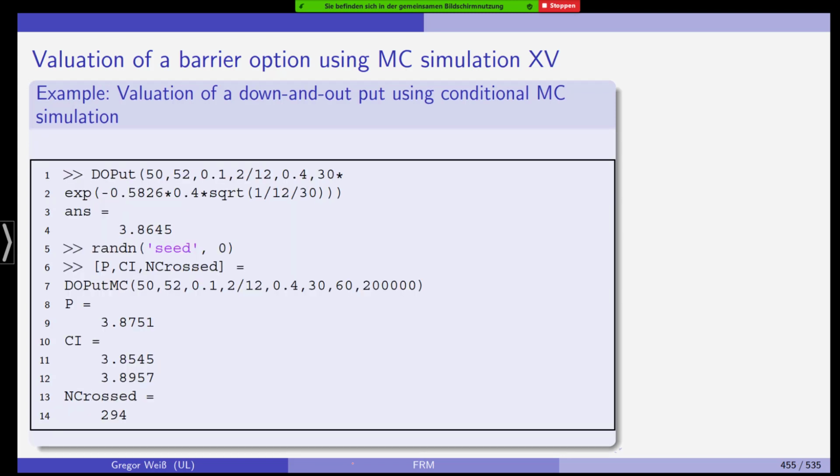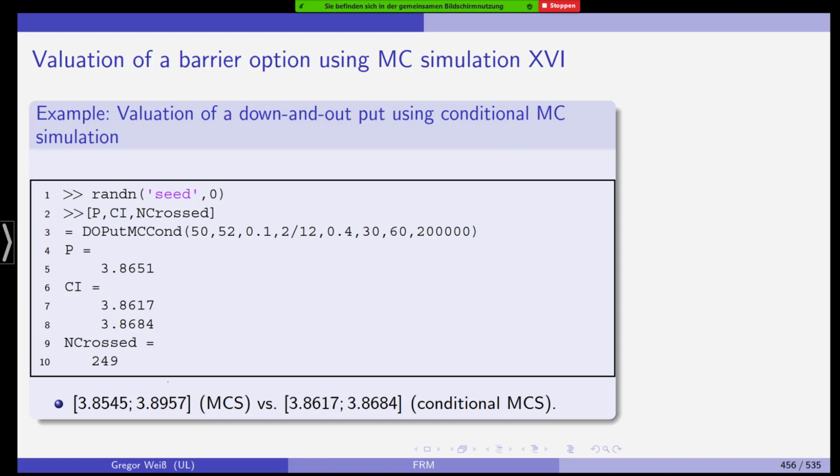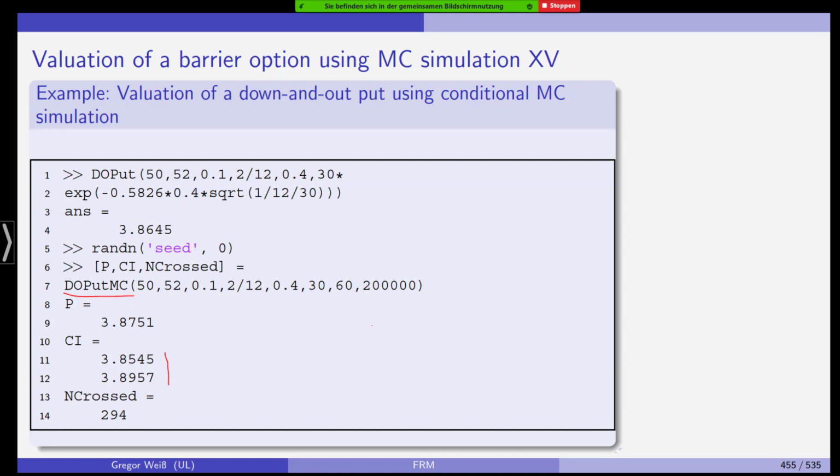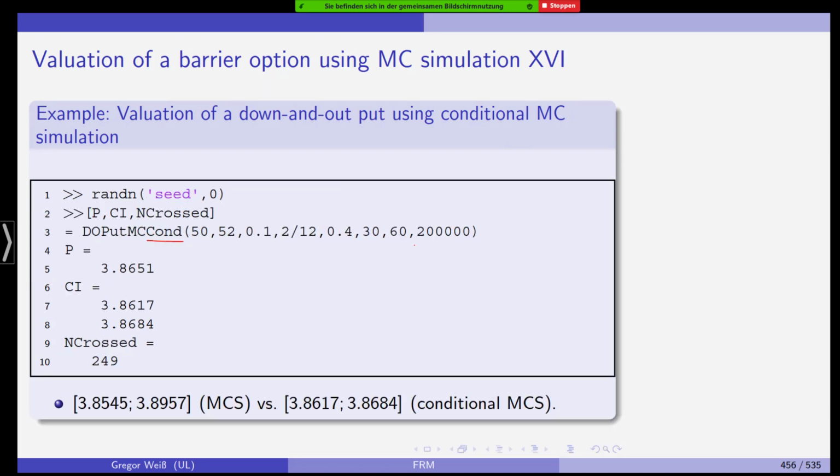Remember this. Okay, so if we do this now, if we take the regular down-and-out Monte Carlo simulation, we get this confidence interval. If we now do the conditional Monte Carlo simulation, same number of replications, same number of simulations, we get this confidence interval. And as you can see, from 385 to 389, we get to 386, 386. So a considerable decrease in the size of the confidence interval.